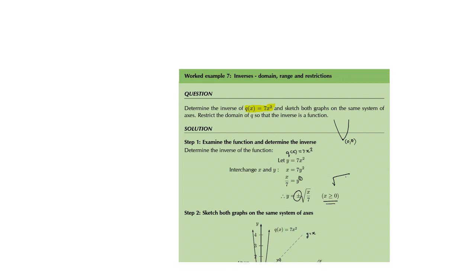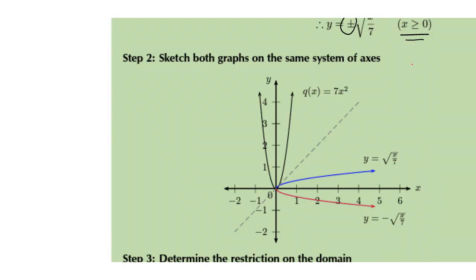Because remember, at this level of maths, underneath our square root we cannot have negative numbers. So we don't put negative numbers underneath our square root. So now you have the equation of your inverse, and you're going to end there. You're not going to write that back into functional notation because this is not a function. Now if you plot the two graphs, both the original and the inverse on the same set of axes, this is what you're going to get.